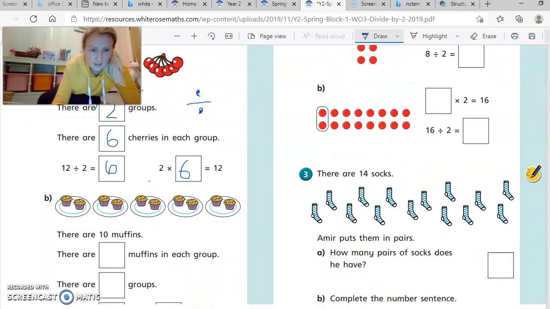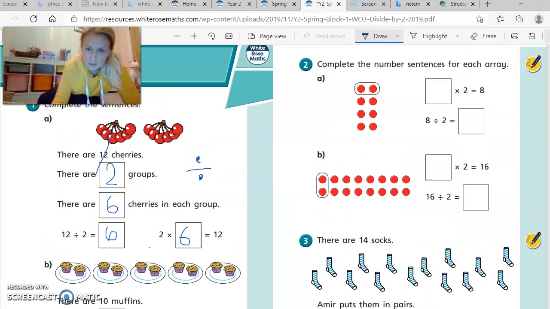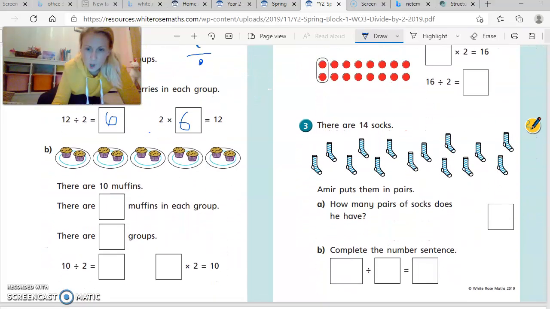Okay. There are 10 muffins. You can do that one yourself. Have a go at that one. Question B, okay? Complete the number sentence for each array. I'm going to let you do that one yourself as well, because I think you're amazing. There are 14 socks. So for this one, you could go and get yourself 14 socks. Because we've already had 8 socks, you could get yourself 14 socks and put them in pairs and then complete the number sentence. Okay.